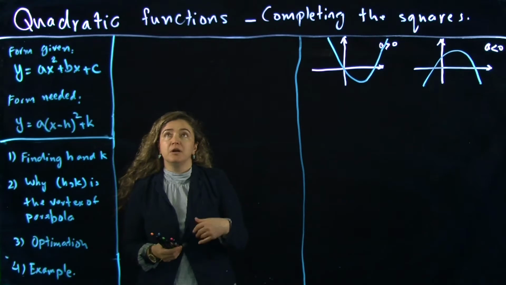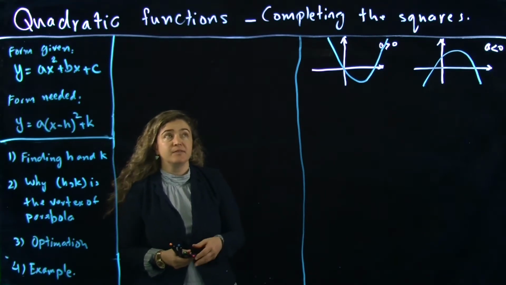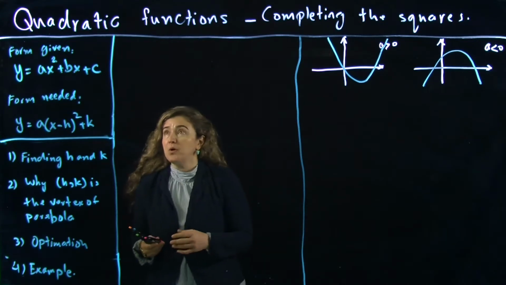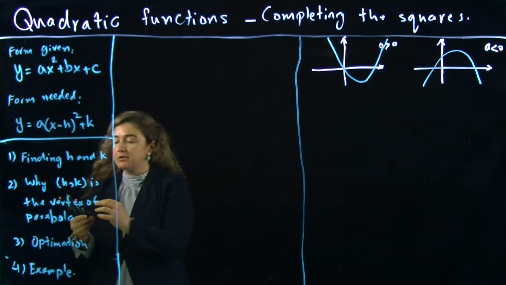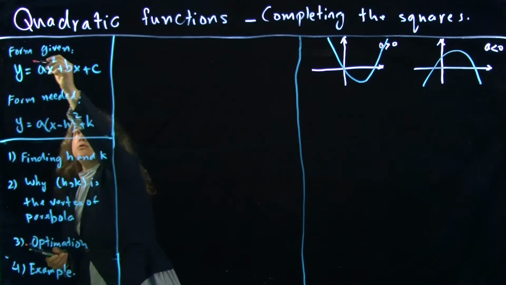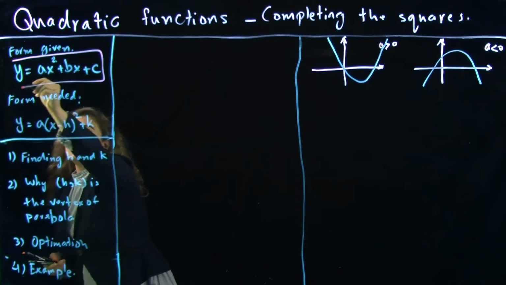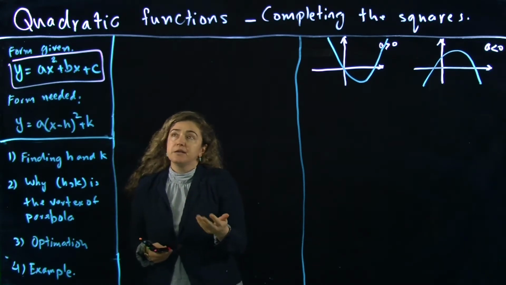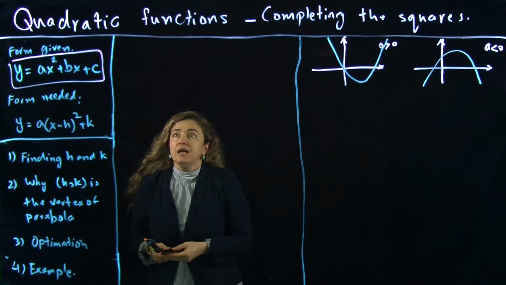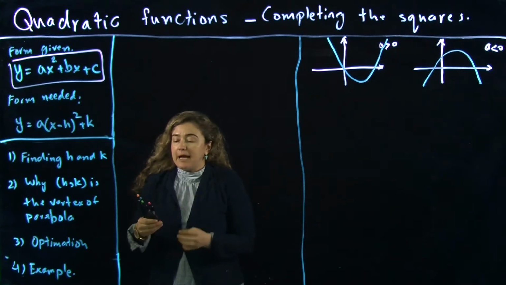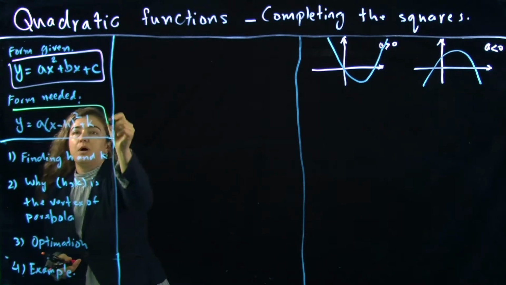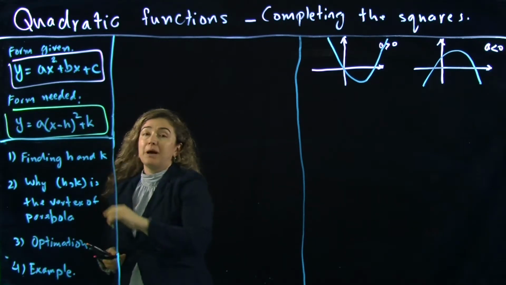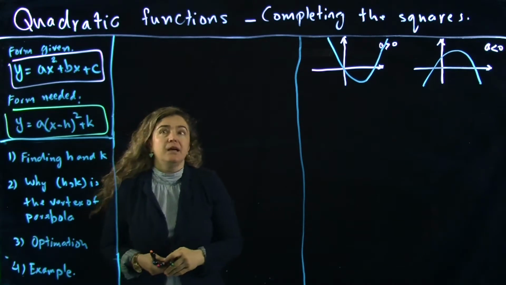This video is about quadratic functions and specifically completing the squares. So what is the story about completing the squares? What you usually get is a quadratic function looking like this, f of x equals ax squared plus bx plus c. And then we would like to put that in this format: y is equal to a times (x minus h) to the power 2 plus k.